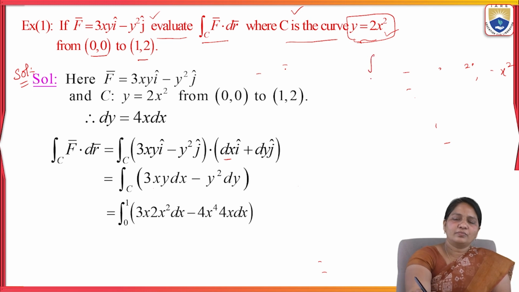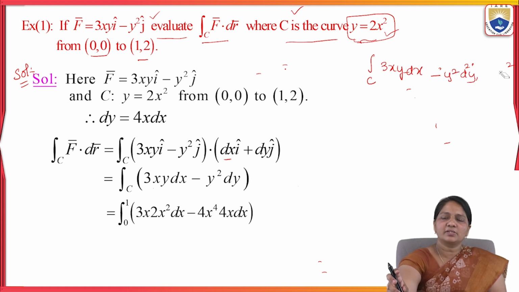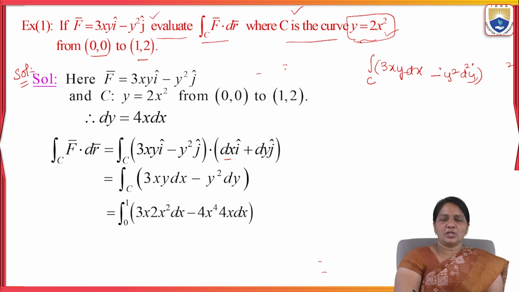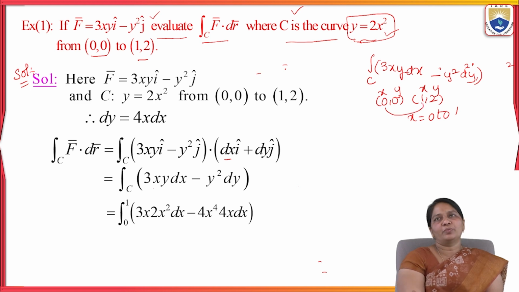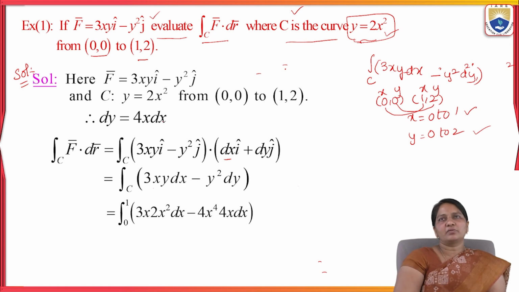So the integral over C of 3xy dx minus y square dy. Now I need the limits to calculate over the curve C. I have the points from (0, 0) to (1, 2), so the x limits are 0 to 1 and the y limits are 0 to 2. I can take x limits or y limits along the curve, based on the problem. Here the curve is y equals 2x square, so I can write dy equals 4x dx.